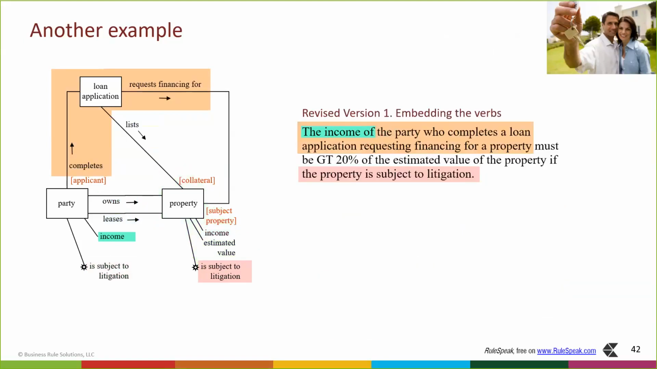So what do you do to correct that ambiguity? Well, as before, you just drop the verb phrases into the statement in order to eliminate the ambiguity. So I'll do that here. And the right interpretation is the income of the party who completes the loan application requesting financing for a property, that's the income we're talking about, must be greater than 20% of the estimated value of the property if the property is subject to litigation.